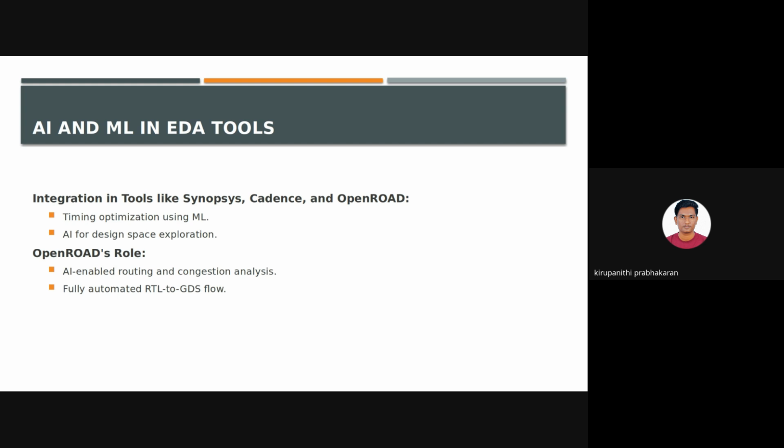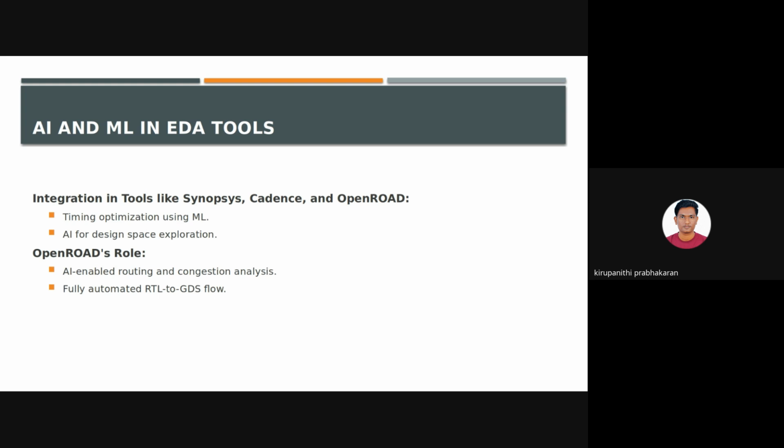Applications in Synopsys and Cadence. AI is integrated into Synopsys tools to optimize the PPA, improve static timing analysis, and enhance the physical verification. In Cadence, the ML algorithms focus on optimizing the routing, reducing the congestions, and improving the IR prediction for better performance.